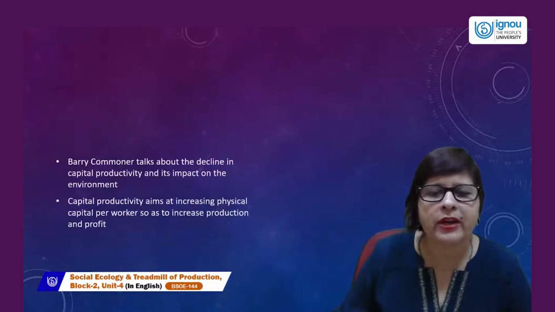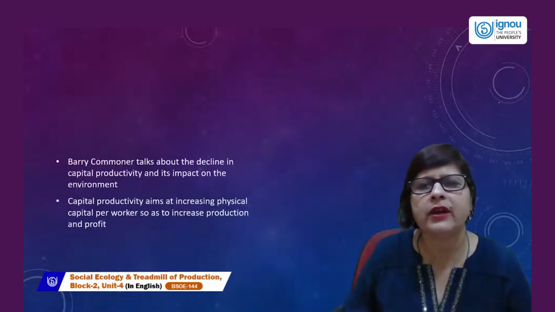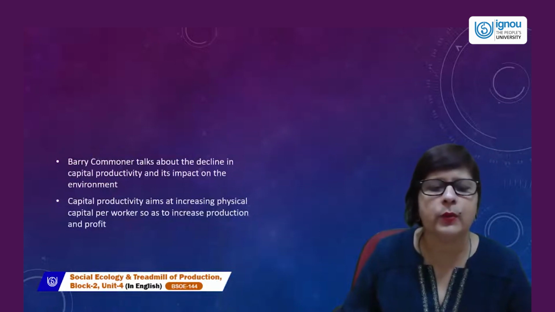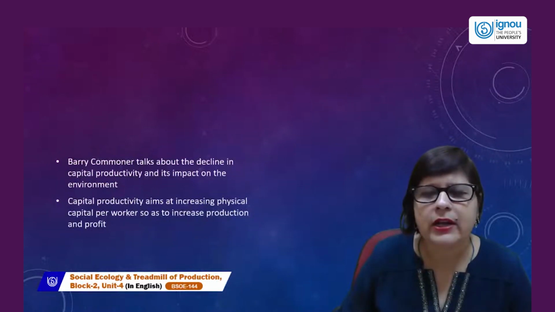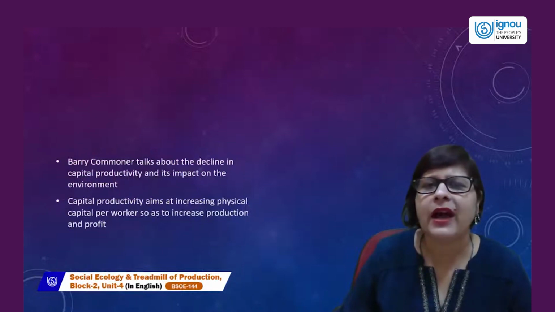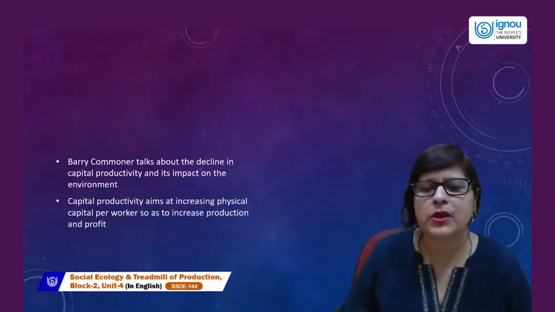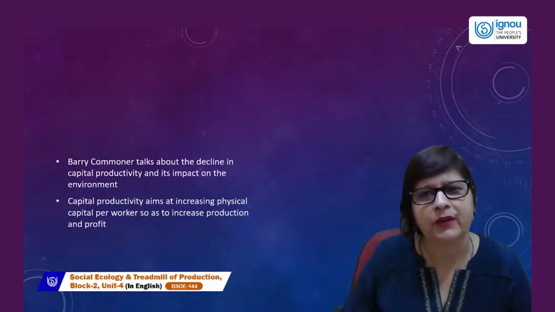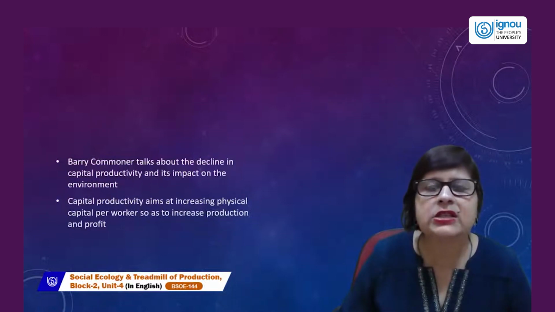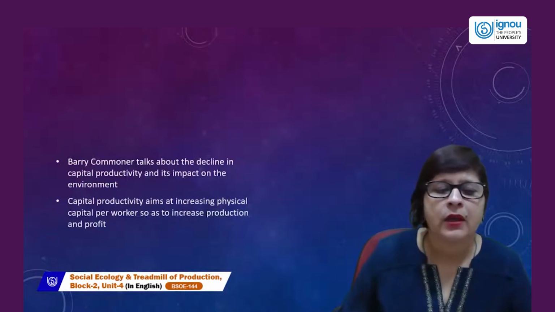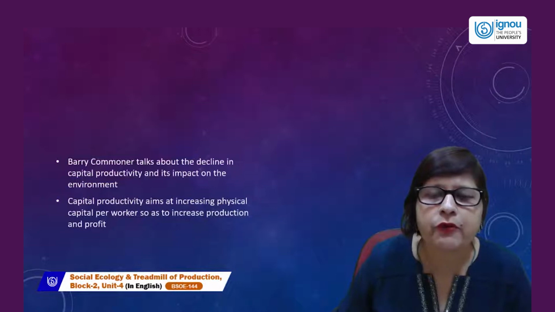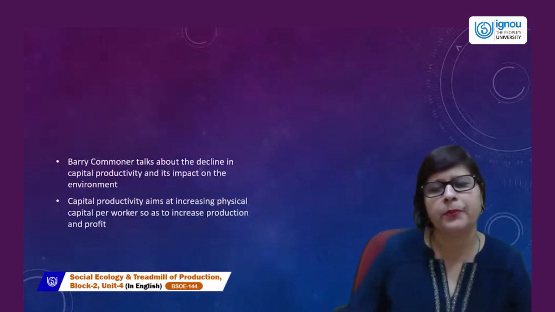What is capital productivity? Barry Commoner discussed capital productivity and how it impacted the environment. Capital productivity aims at increased physical capital per worker so as to increase the production and profit, right? So this is increased physical capital, increased profit per worker, so as to increase the production and the profit.